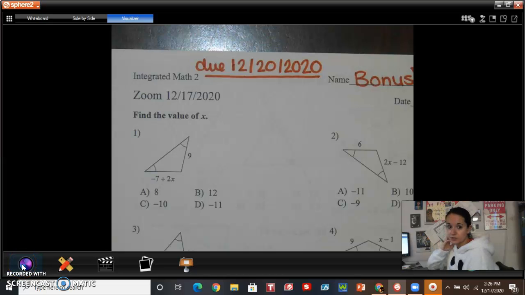This is your bonus point opportunity to complete this worksheet and submit your answers on the Google form. We were talking about isosceles and equilateral triangles again, just like we were on Tuesday. So for now, we're going to throw some algebra in there. On Tuesday, we were just dealing with simple solving, matching up.